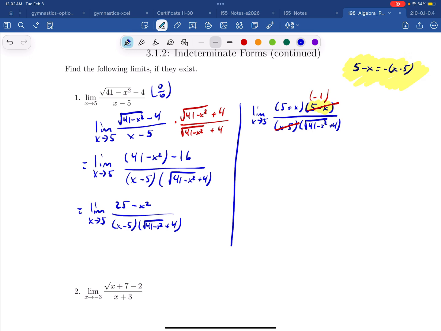Okay? So now, if we plug in our value of 5, we're going to get negative 10 on the top. And just whatever that's going to be, square root of, I think it's 8. You can do that algebra out. But the bottom winds up being the square root of 16, which is 4, plus 4 is 8. So you get that.